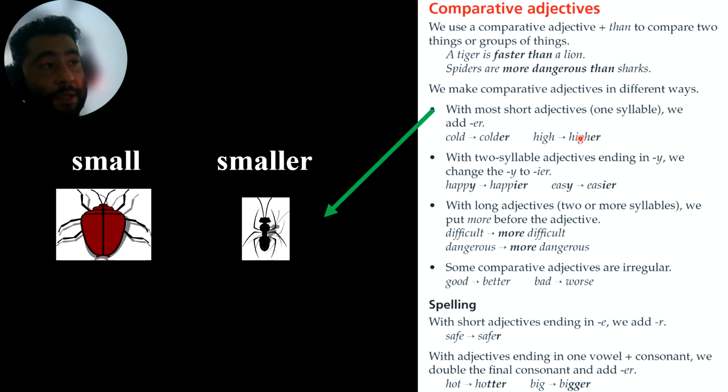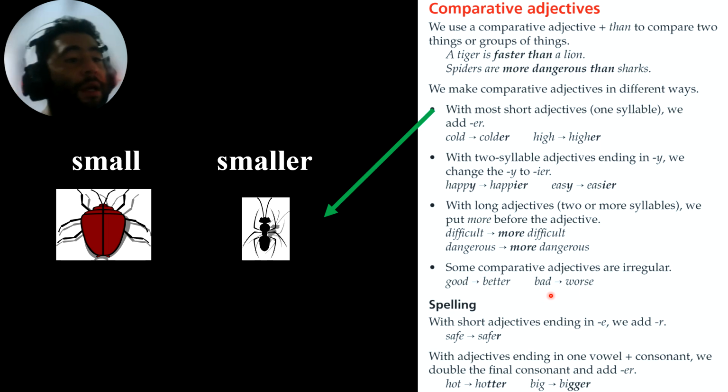We have an exception in this case when we talk about one syllable because we can include two syllable adjectives, but they need to have a final Y. For example, happy or easy. And in the case of long adjectives, two or more syllables, we're going to use more. In the case of difficult, it becomes more difficult. Dangerous, more dangerous. Remember that we have some irregular comparatives in the case of, for example, good, that becomes better, and bad, that becomes worse.